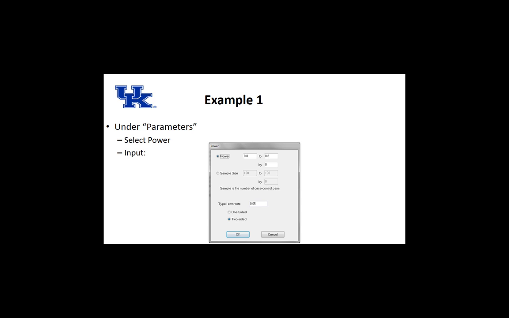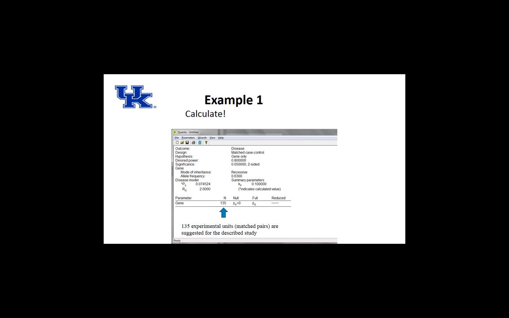Okay, so we keep filling things out. We hit calculate, and we get out that in order to conduct this study, to garner 80% power with a 2-sided test, 5% significance level, assuming a recessive mode of inheritance and a particular allele frequency, we need 135, and in this case, it's 135 units, which is a matched case control pair. Okay, so you need 270 to test for a SNP effect in a matched case control design. Questions here?